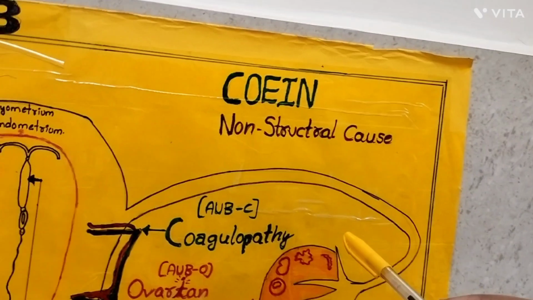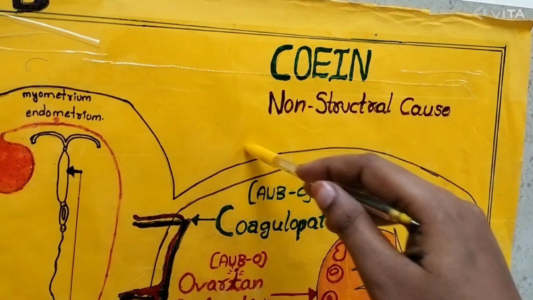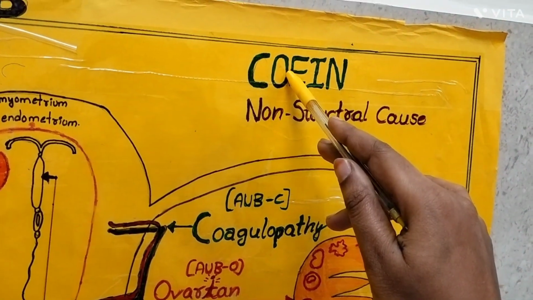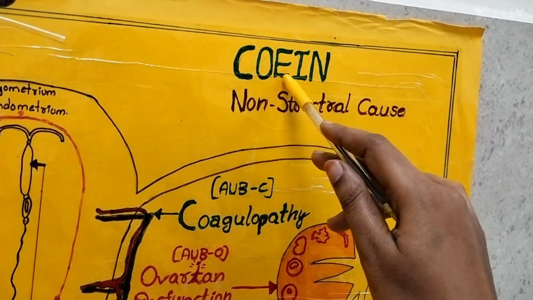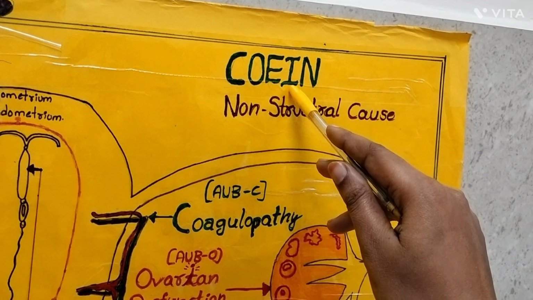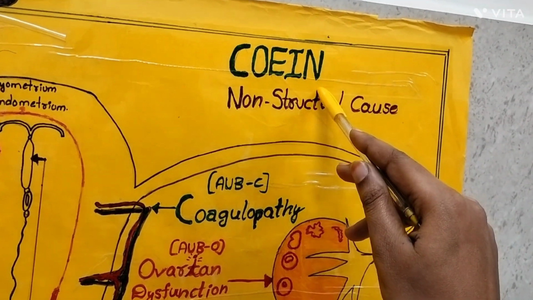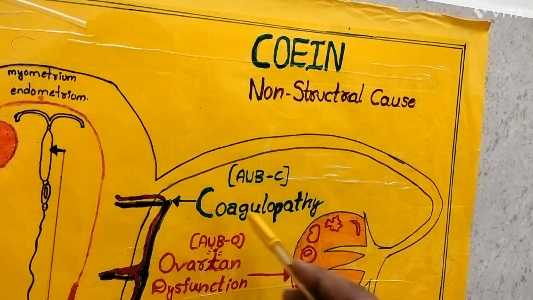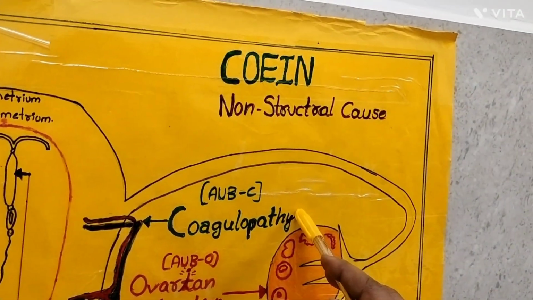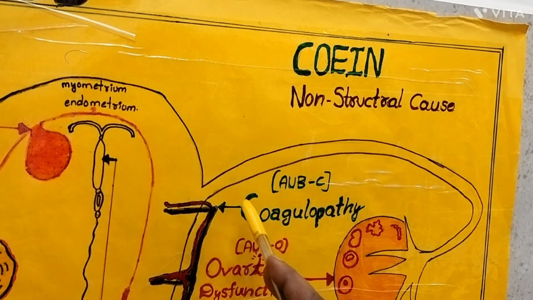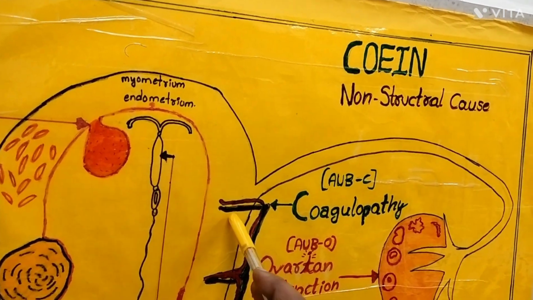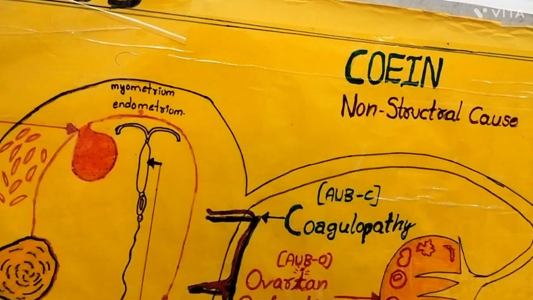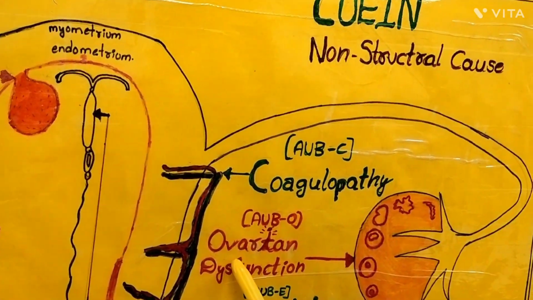Coming to COEIN, which are the non-structural causes: C for coagulopathy, O for ovarian dysfunction, E for endometrium, I for iatrogenic, N for not yet classified. If the patient has any kind of bleeding disorder, then we should consider a coagulopathic bleeding disorder pattern of abnormal uterine bleeding. Next comes ovarian dysfunction.